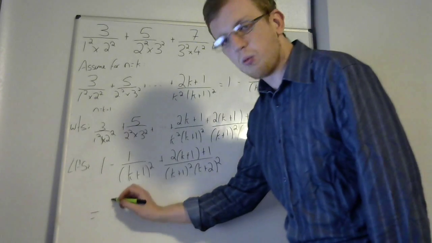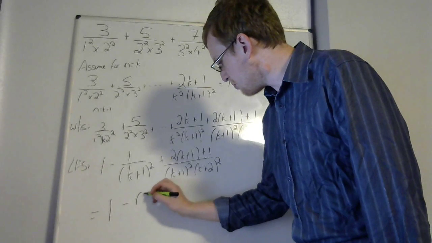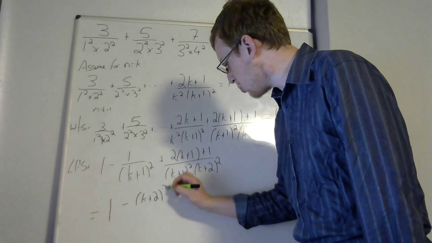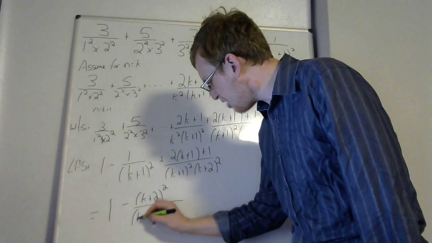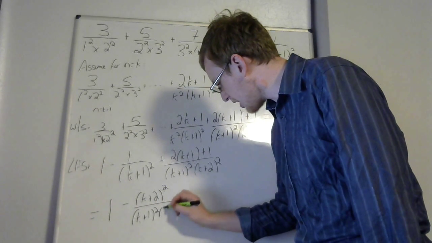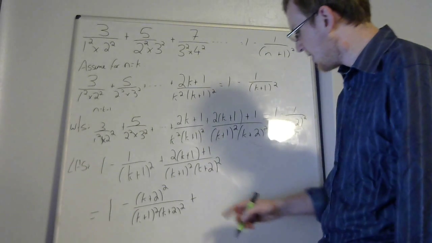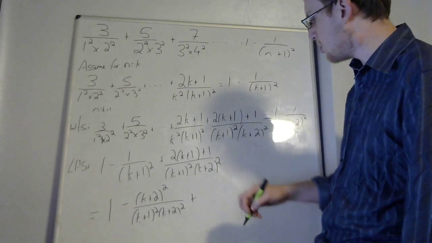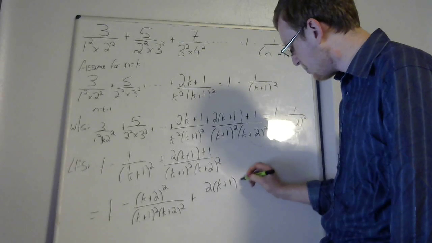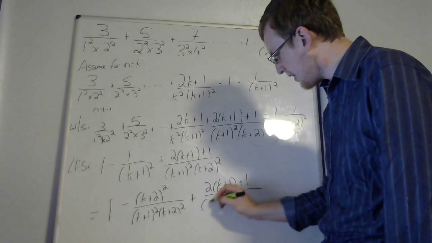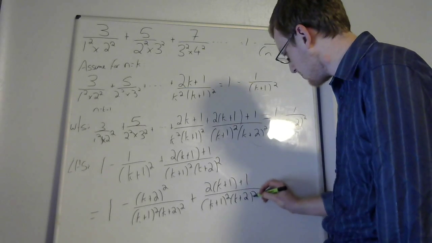So that equals 1 minus, if I make this a common fraction, I'd have to multiply top and bottom by (k+2)², over (k+1)² times (k+2)², plus, don't need to do anything to that denominator, that's already how I like it, 2 lots of (k+1), over (k+1)² times (k+2)².